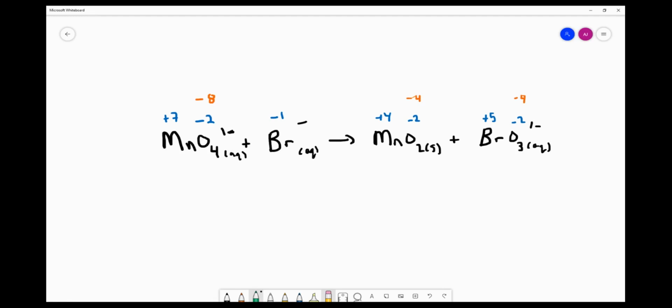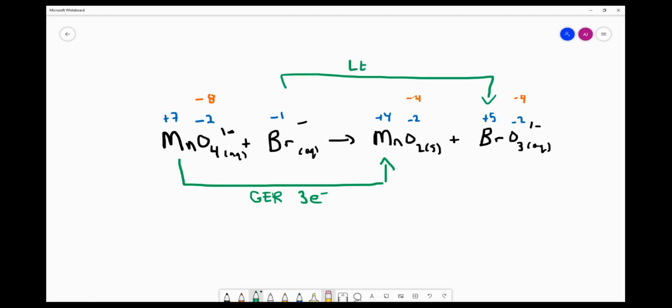Let's now identify the two half reactions. I see that manganese has gone from +7 to +4, so it's become more negative. That means it's gained electrons. So there's the reduction, and specifically, the manganese has gained 3 electrons. The bromine has gone from 1 minus to +5. So it has lost 6 electrons. So there's my oxidation reaction.